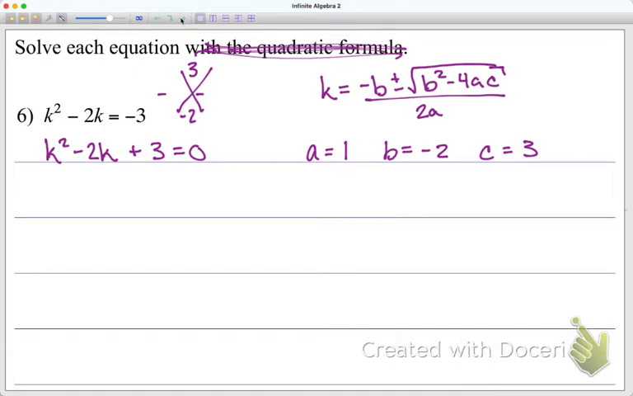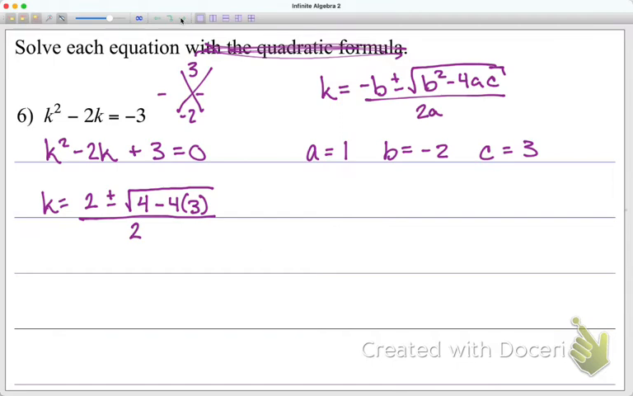Okay? So, I have k equals. And are you guys writing it? It would be negative b, so it would be a positive 2, plus or minus the square root of negative 2 squared, so 4, minus 4 times 3. And you can put the 1 there, but do I need to put the 1 there? No. If you want to do it, you can. I don't like to because then it throws my brain off. All over 2 times 1, which is 2.